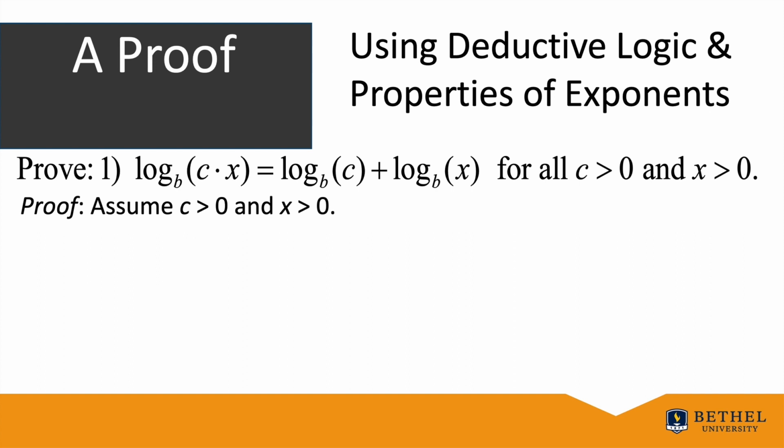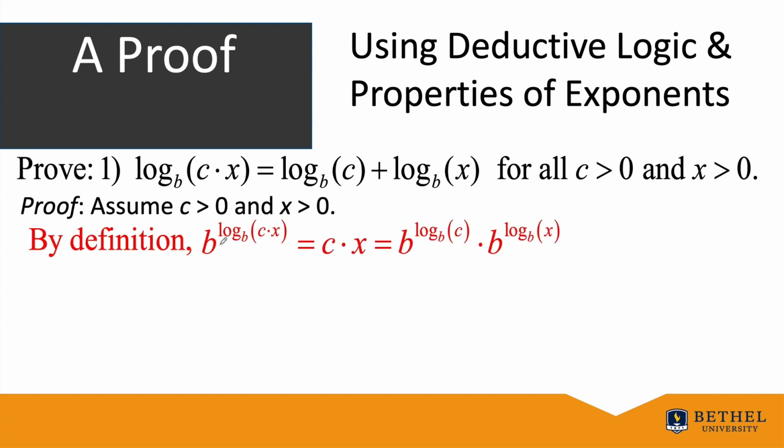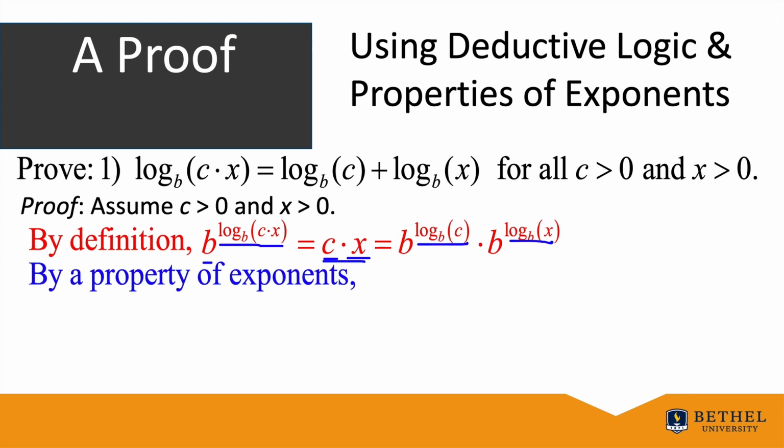Besides properties of exponents, all these proofs rely on the definition of a logarithm. In this case, we're using the fact that log base b of c times x is defined to be the number to raise b to get c times x. Similarly for log base b of c and log base b of x. When we make them powers of b, we get c and x individually. Now, look at that expression on the right. Aren't you tempted to add the exponents? You can certainly do so. By a property of exponents, we can do so. We can say that b to the log base b of c times b to the log base b of x equals b to the log base b of c plus log base b of x.